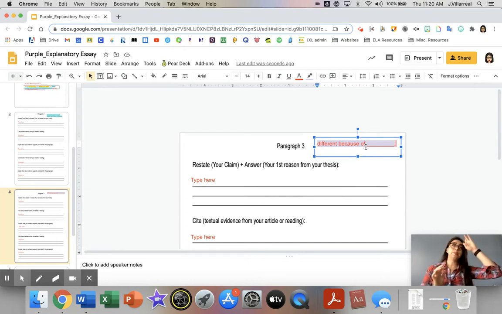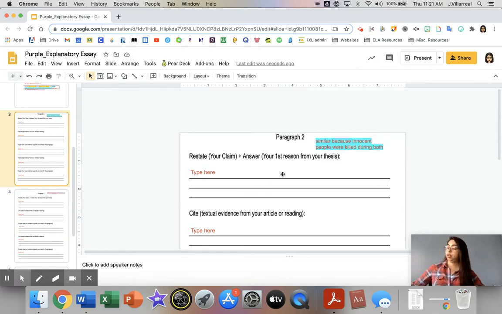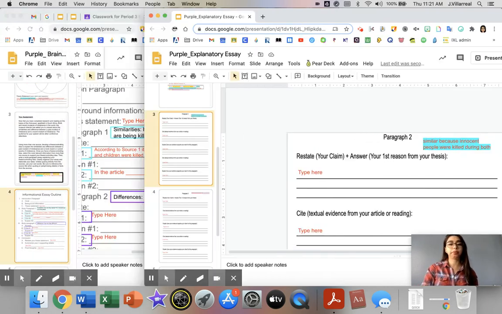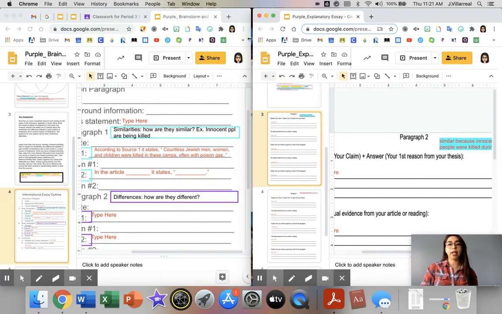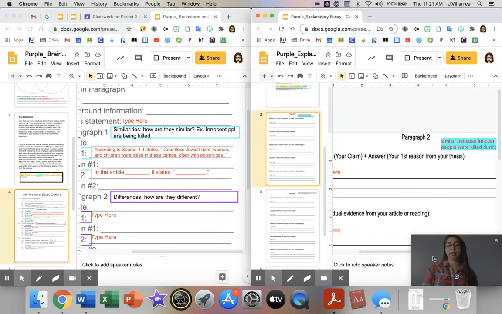They're there to help center your paragraph and make sure that you're staying focused and staying on topic, okay? Because the next thing that you're going to do is copy and paste your sites, your textual evidence, from your outline to your graphic organizer, okay? So I'm going to split screen between my outline and my essay.